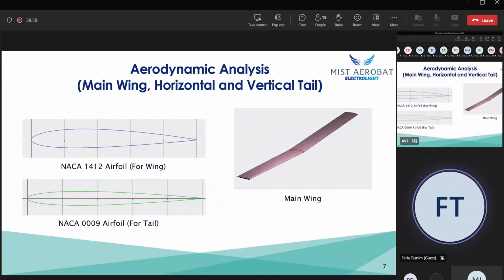Here are the selected aerofoils used in our aircraft after comparing previous aerofoils. We have chosen NACA 1412 for the wing due to its high lift and moderate stall characteristics. For the tail, we have chosen NACA 0009 because of its symmetric load distribution and minimum drag characteristics to maintain better stability.